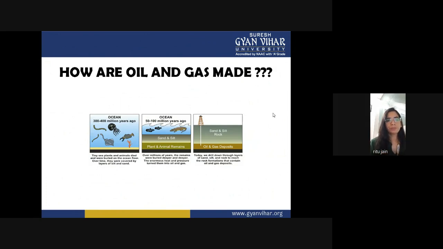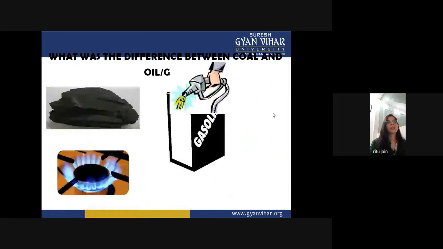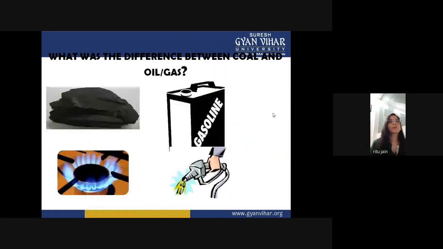Okay. Now we come to the next point. What is the difference between coal and oil and gas? I think now you are able to easily understand. The first difference is coal is always found in the solid form, and oil is always found in the liquid form. When you pressurize gas, it is also converted into the liquid form.